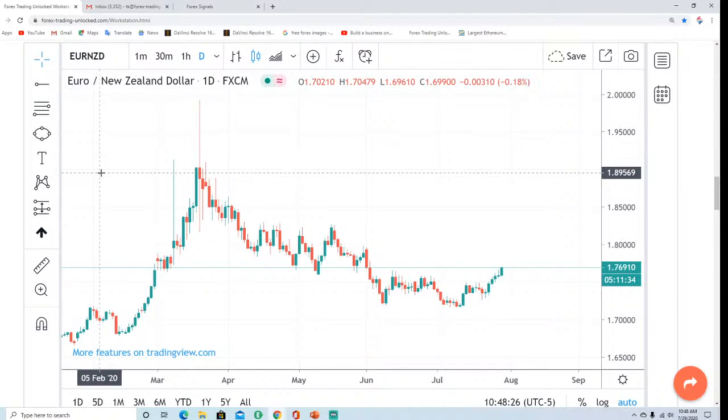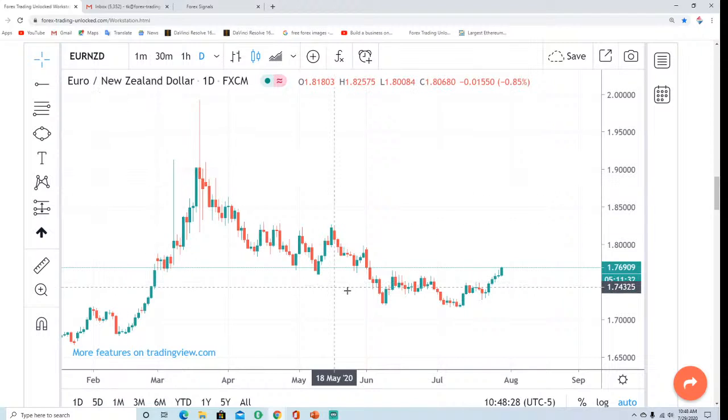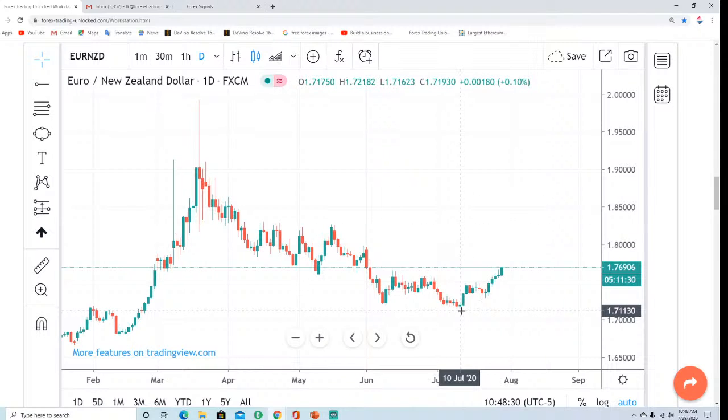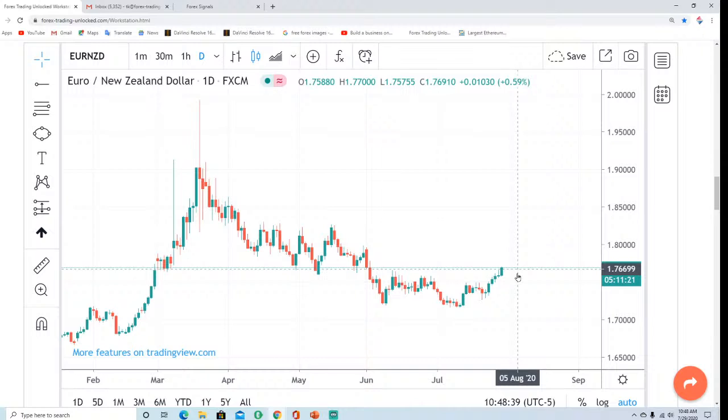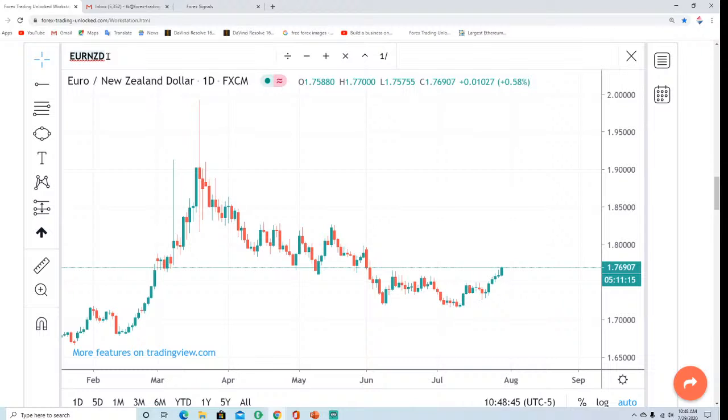Here we have the euro gaining some strength, and we have had a low that was set back here in July, on July 20th. And we have taken out the lower move high, we made a higher move low, and now we've made higher move highs. Short-term breakout, euro is gaining strength versus New Zealand dollar. Okay, so that's where we're seeing strength.